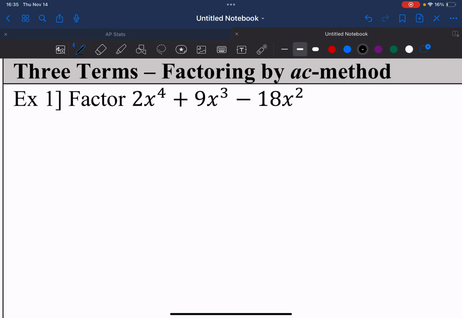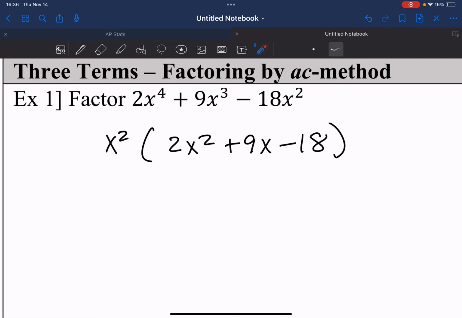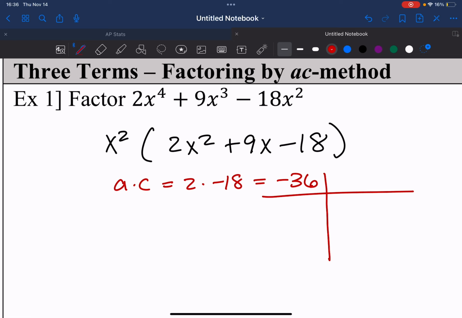We need to first take out a GCF, and that would be x squared. If I take out x squared, I'm left with 2x squared plus 9x minus 18. Notice how I'm left with a quadratic. We know how to factor quadratics using the a times c method. Well, a times c is 2 times negative 18, which is negative 36. So that means we need 2 numbers that multiply to negative 36 but add to 9. Okay, those numbers are 12 and negative 3, because 12 minus 3 still gives us 9.